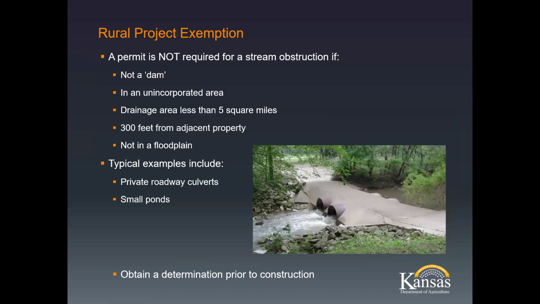Another exemption is a rural project exemption. A permit is not required for an obstruction if it doesn't meet the definition of a dam, is in an unincorporated area, the drainage area is less than 5 square miles, it's 300 feet, including all the water that is ponded by it from the adjacent property, and it's not in a floodplain. These are usually small ponds and private driveway culverts. Again, I always stress that you should get a permit determination before you do the construction, just to make sure that you are all on the same page.